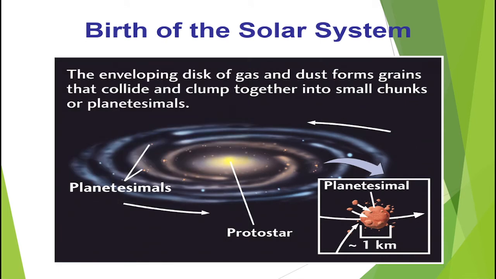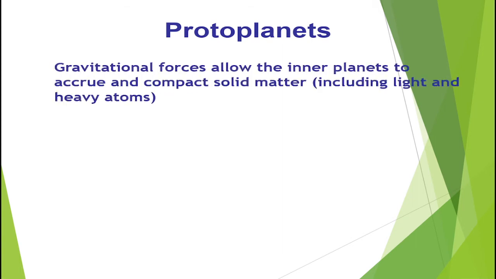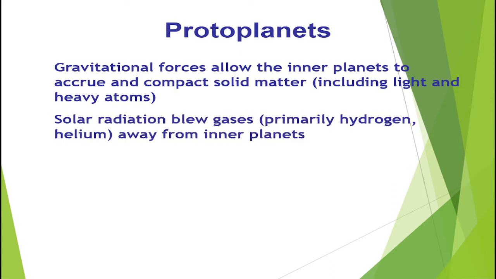The enveloping disk of gas and dust forms grains that collide and clump together into small chunks or planetesimals. These planetesimals are said to have a diameter of almost equal to 1 kilometer. The successful planetesimals are the seeds of the protoplanets. Gravitational forces allow the inner planets to accrue and compact solid matter, including light and heavy atoms. Solar radiation blew gases, primarily hydrogen and helium, away from inner planets.